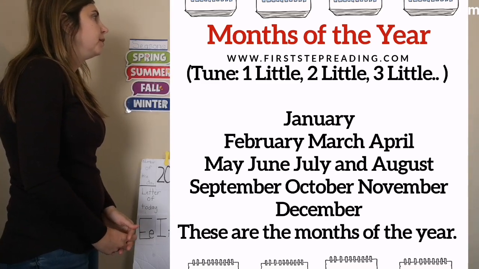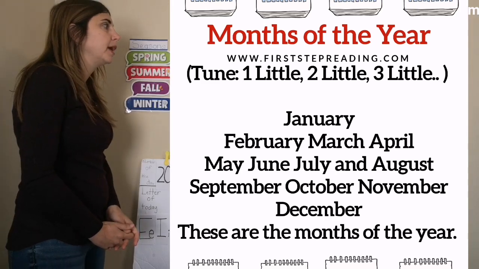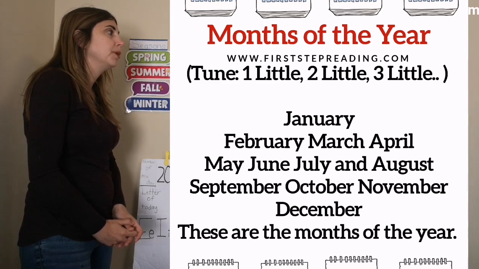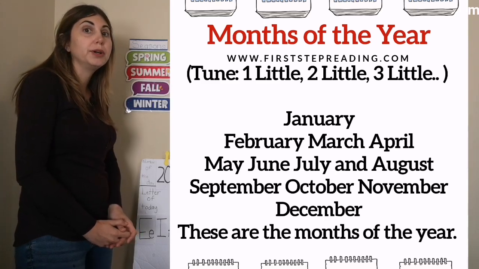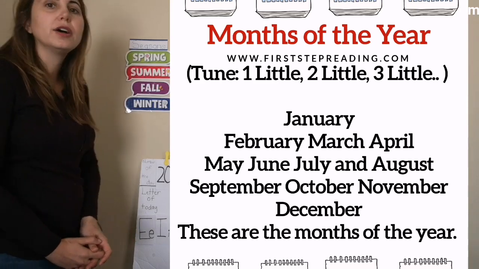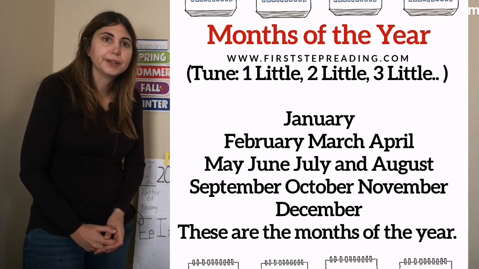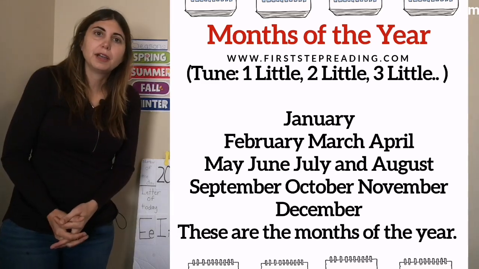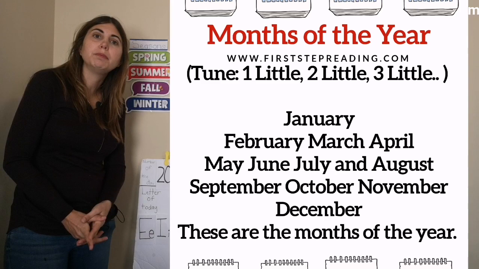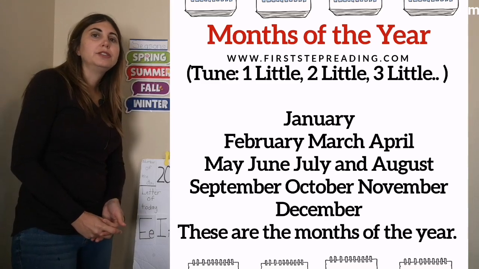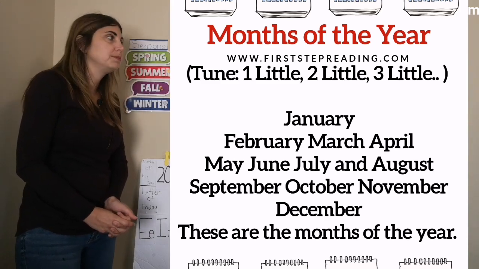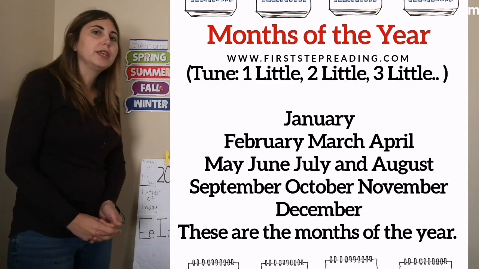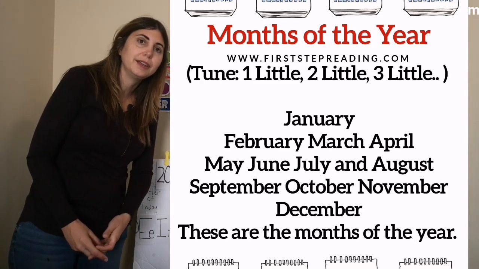January, February, March, April, May, June, July, and August, September, October, November, December. These are the months of the year. Want to sing it one more time? January, February, March, April, May, June, July, and August, September, October, November, December. These are the months of the year.